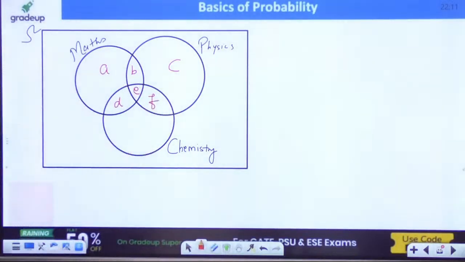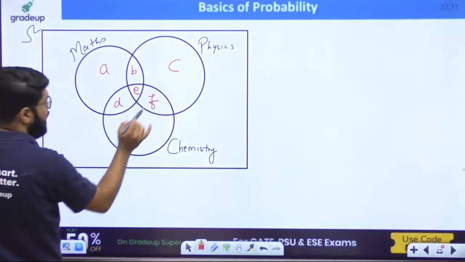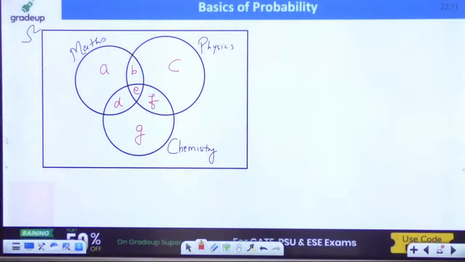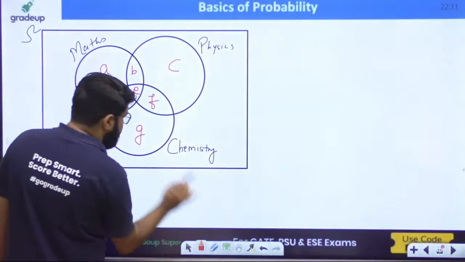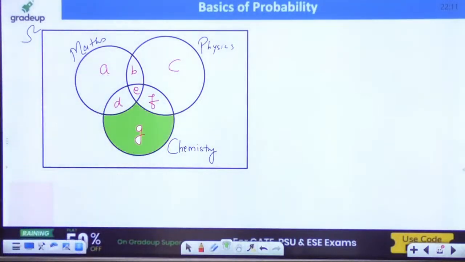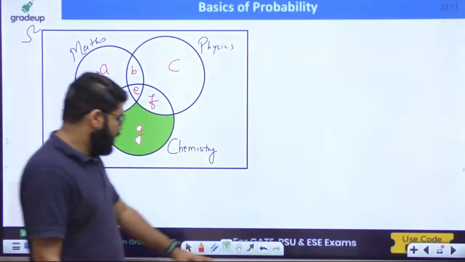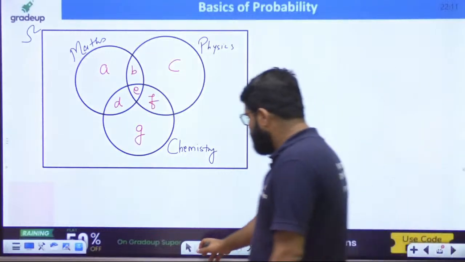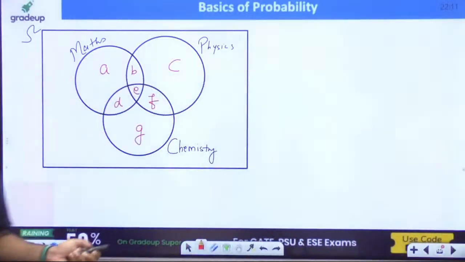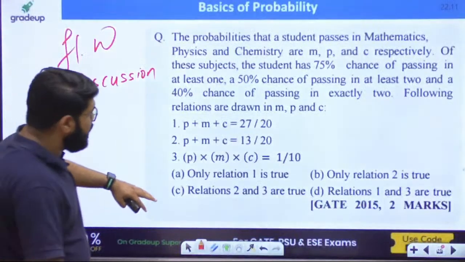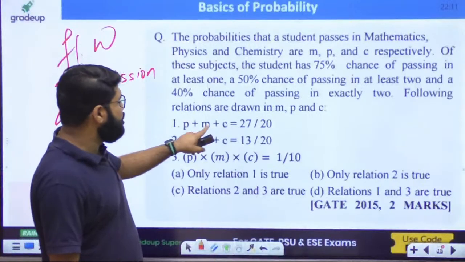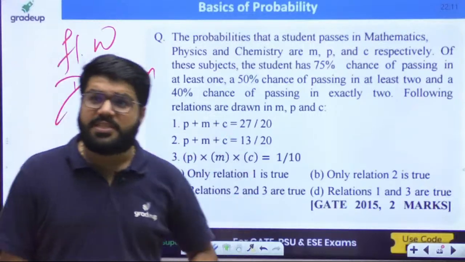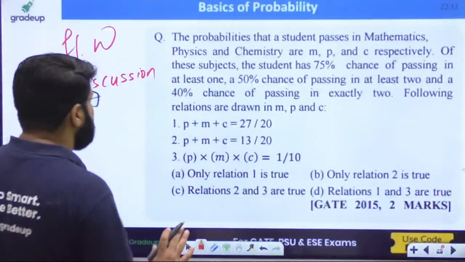F: the number of students passing in physics and chemistry combined, and then finally comes G, the number of students passing only chemistry. This one, only chemistry, let's suppose G. So these are the different regions that you can classify in this Venn diagram. Now, according to the options I am able to see, you want to calculate M plus P plus M plus C, and P into M into C, and figure out which of the relations are true.